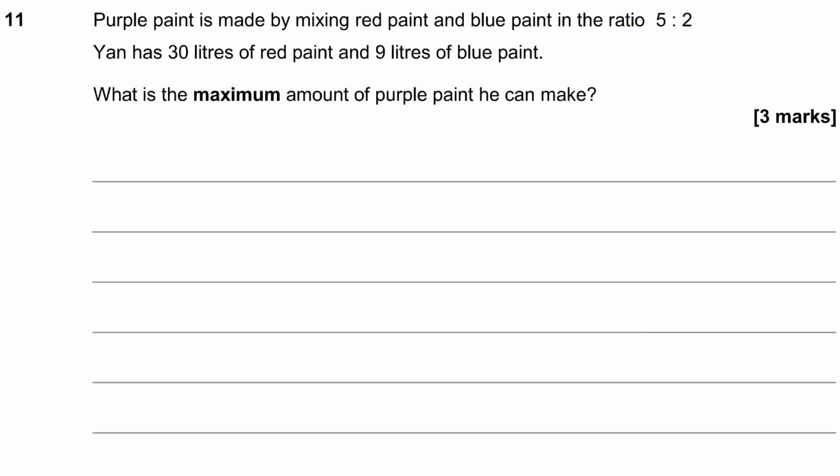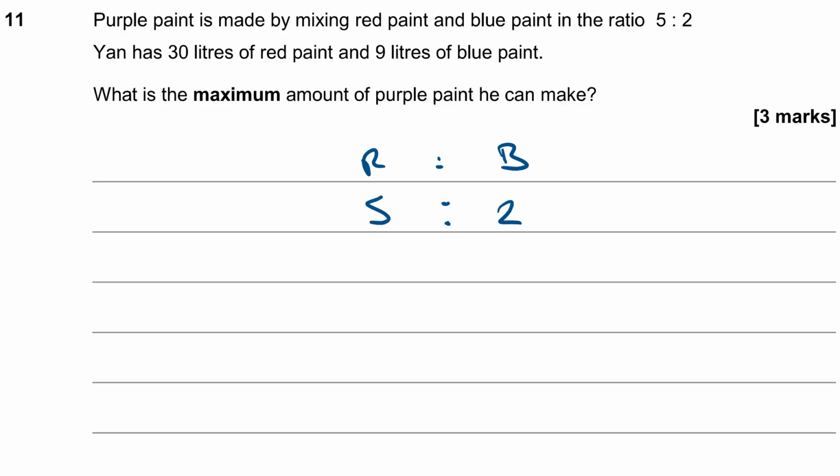Question 11. Purple paint is made by mixing red paint and blue paint in a ratio of 5:2. Jan has 30 litres of red paint and 9 litres of blue paint. What is the maximum amount of purple paint she can make? Okay, so the ratio of red to blue needs to be 5:2.